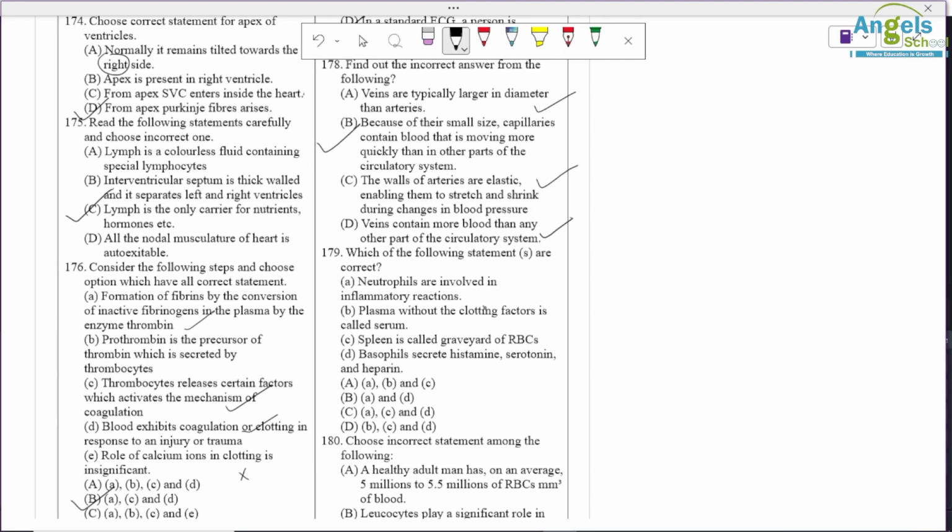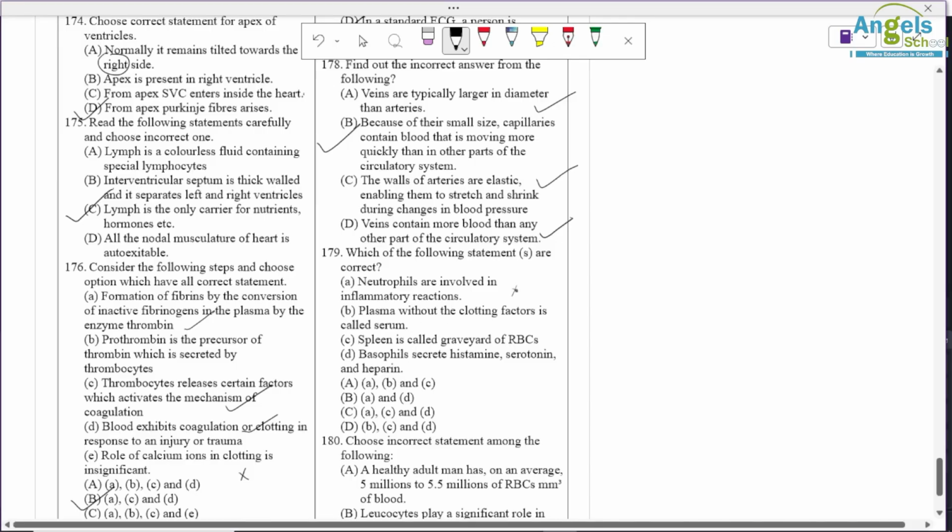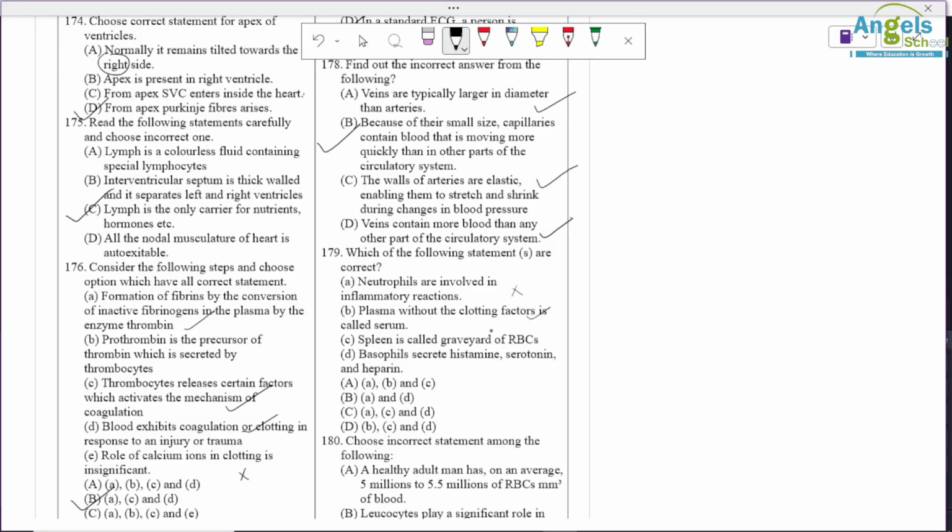Which of the following statements are correct? Neutrophil involved in inflammatory reaction. So first is a wrong option. Wrong statement. Plasma without clotting factor is called serum. So it's a correct option. Spleen is called graveyard of RBC. Again correct. And basophil secretes histamine, serotonin, and heparin. So it's a correct option. So B, C, and D is correct.